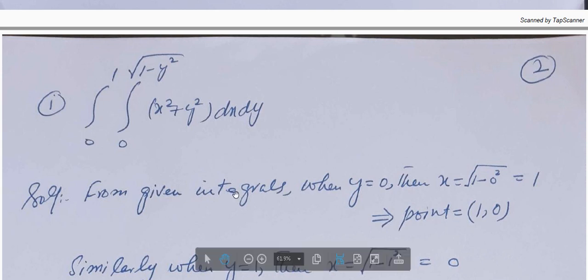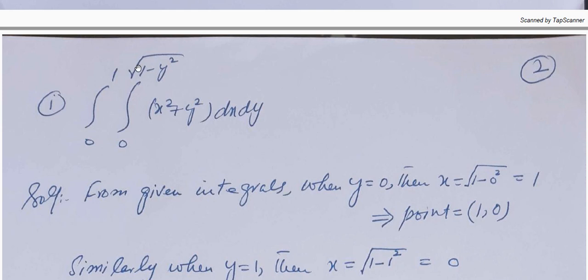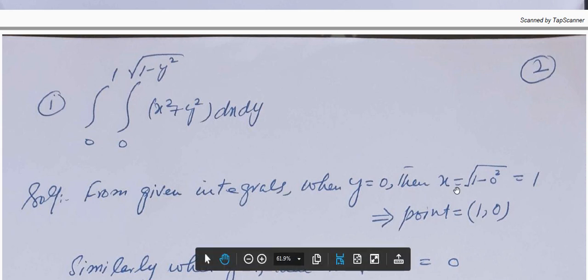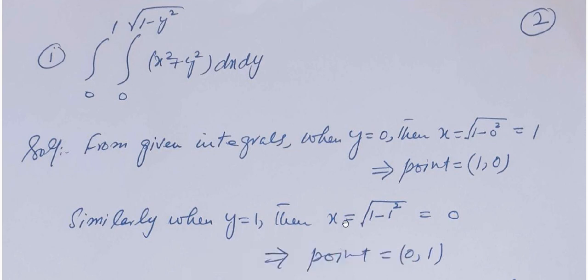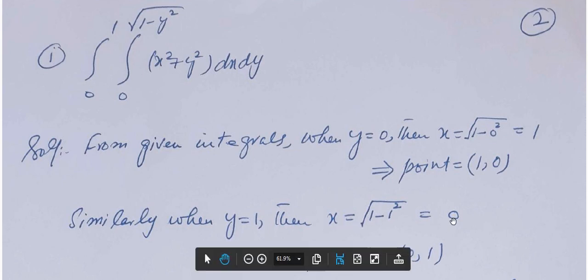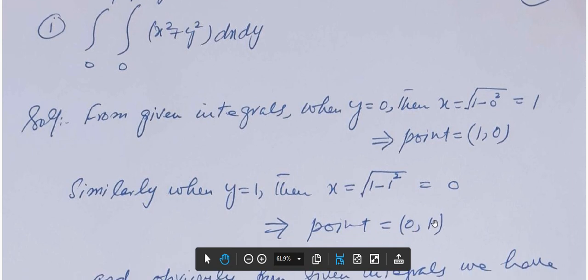Now from the given integral, when y is 0, the value of x is square root of 1 minus y square. If you put y as 0, the value of x will be 1. So your point is 1, 0. Similarly, when y is 1, because y varies from 0 to 1, then x will be 0. So your point is 0, 1.